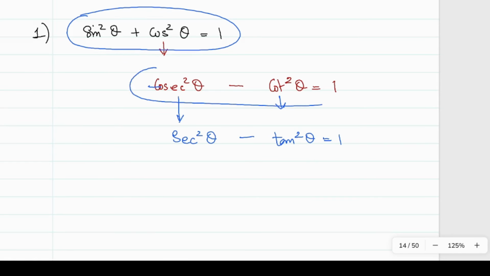Second one, what I did, I took the cos, and so now the trigonometric ratio starts with the cos is cosec. So I took the cosec² minus. Now think about the next trigonometric ratio which also starts with co itself, that is cot²θ. So I got cosec² minus cot² equal to 1.